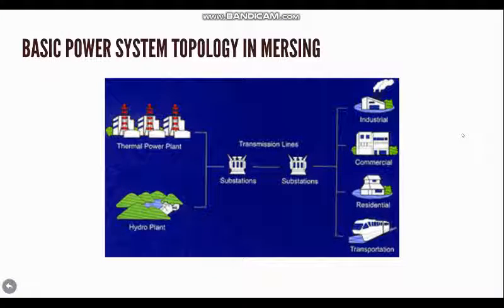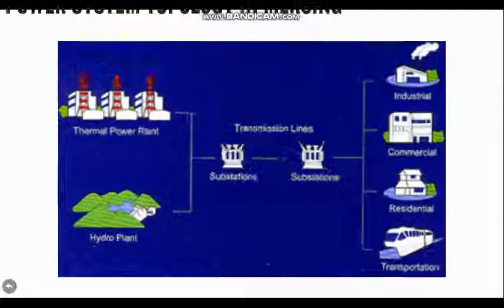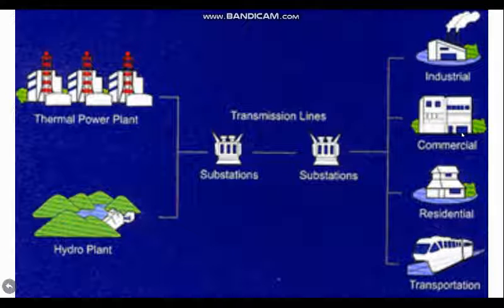Next is the basic power system topology in Mersing. In Malaysia, most of the energy sources are from coal and hydro. These are non-sustainable energy. Malaysia has its own national grid for electrical transmission. Hence, Jemaluang will consume electricity from the same national grid. It means that Jemaluang is not a stand-alone power system. Hence, it can be said that coal and hydro are the main sources used to generate electricity for Jemaluang.